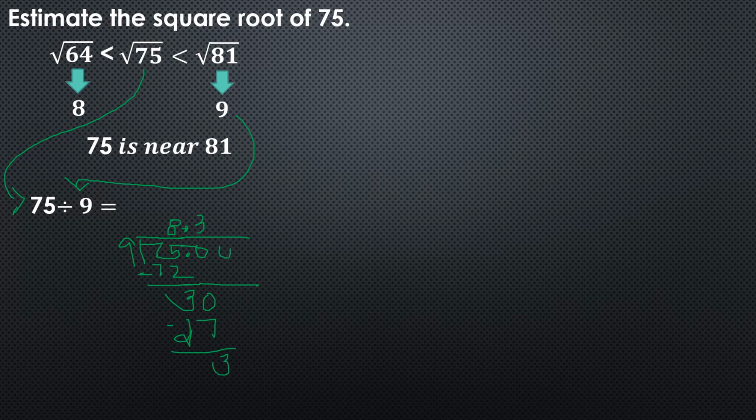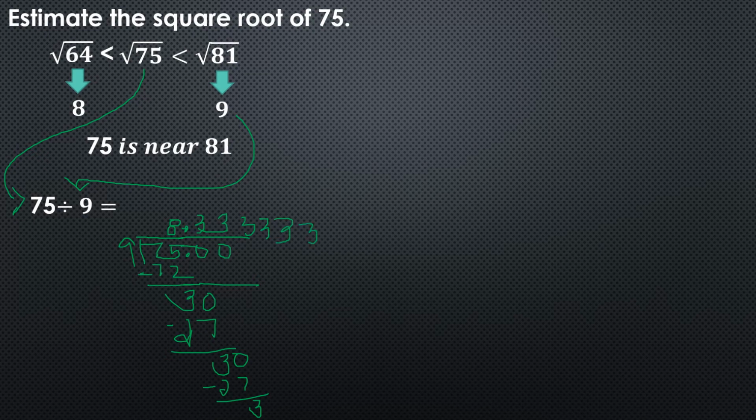You add another 0. You bring it down. 30 divided by 9 is 3 again. 3 times 9 is again 27. And then you subtract again. As you can see, we will have a repeating answer.